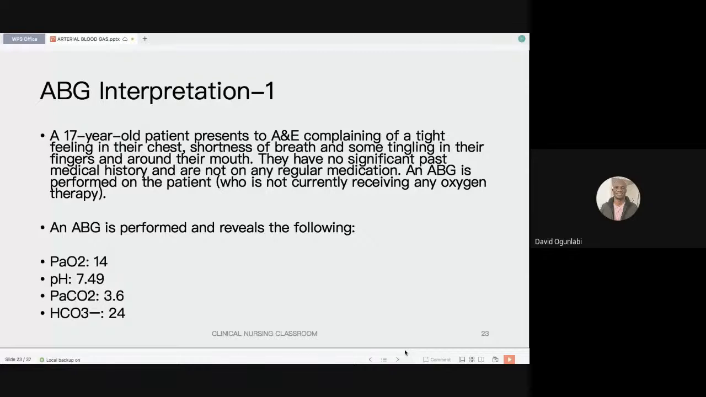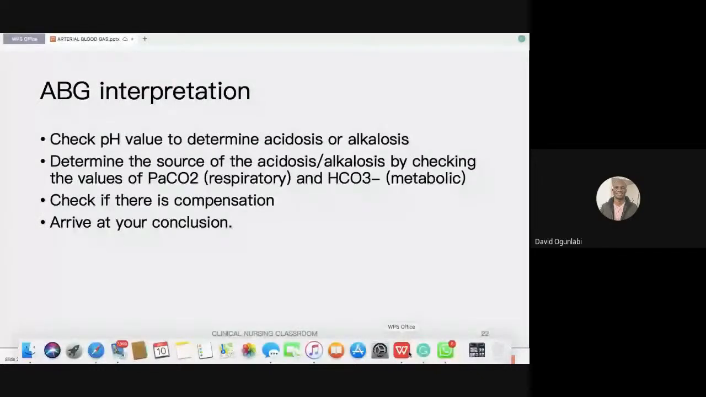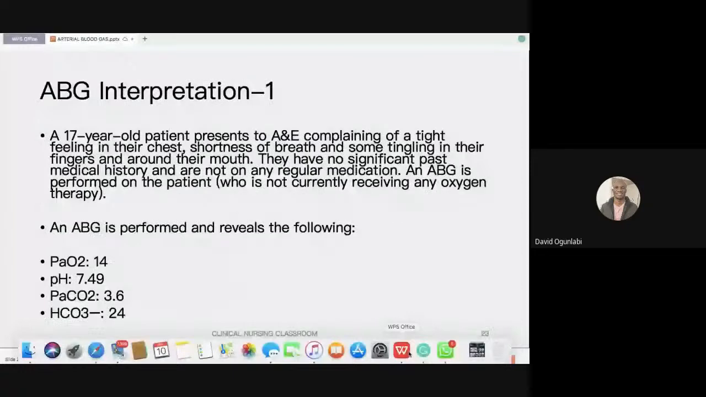Now, somebody should also get ready for the second step. He has told us that this is alkalosis, so write it down. That's the first step. The second step is to determine the source. Now we have established that this is alkalosis. So what is the source of this alkalosis? It's very simple. Just check what's happening here.